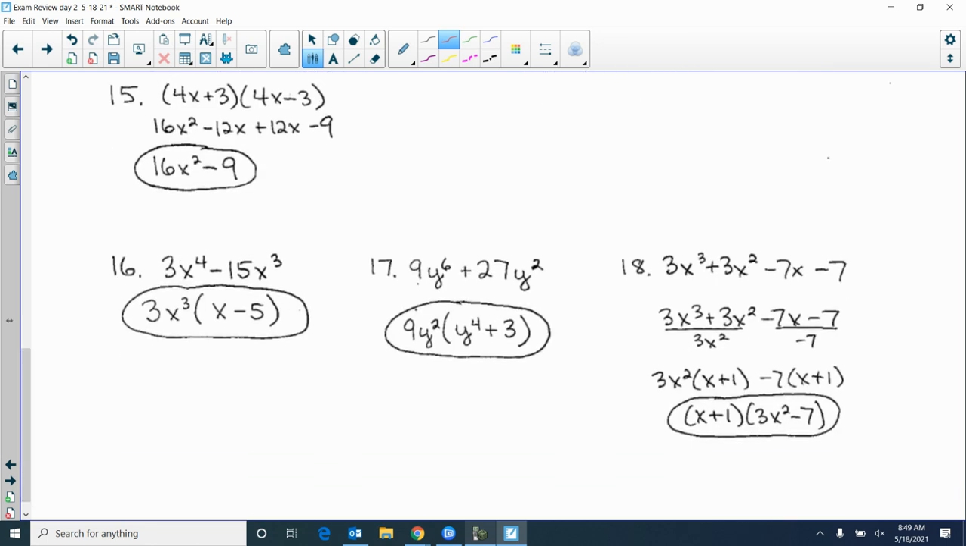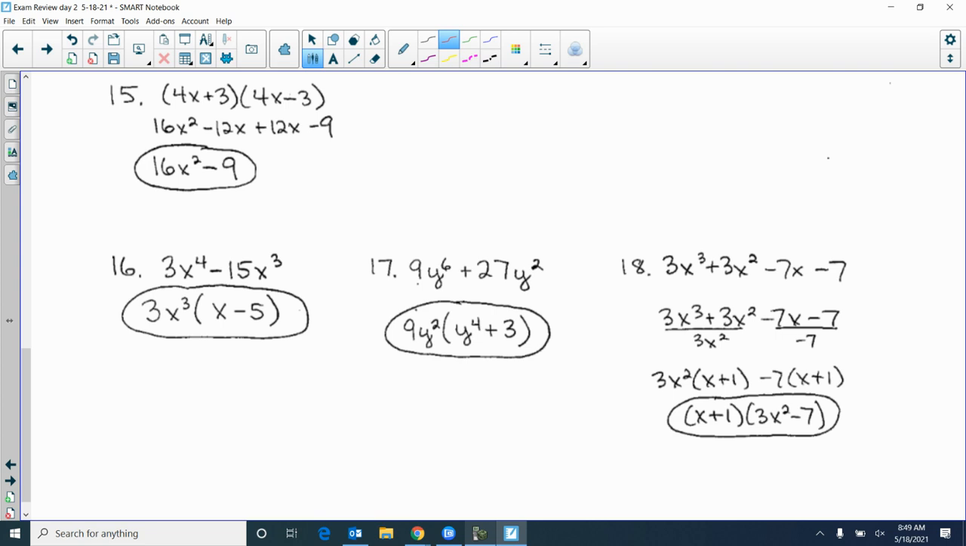And now 16, those say factor. In the few of them that I saw, this is probably the biggest mistake. Some of you just wrote x minus 5. You've got to put the GCF in front. So this is 3x cubed times x minus 5. Or some of you just put the GCF as the answer. You've got to put 9y squared times y to the 4th plus 3.